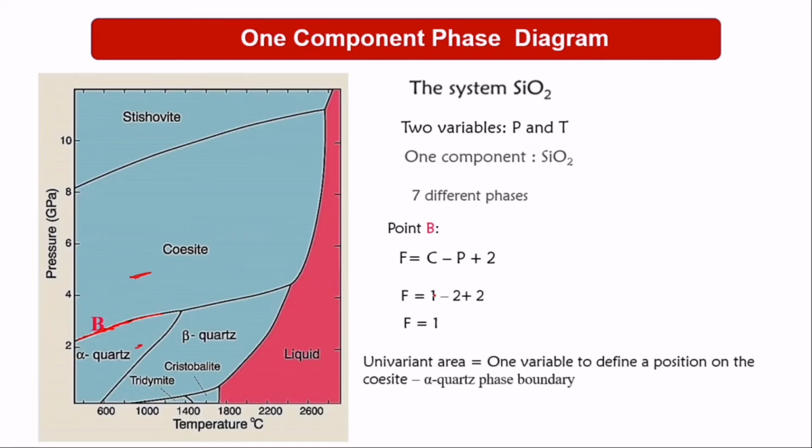So now that means that when the degree of freedom is 1, what does it mean? It means that it's what? A univariant area. One variable to define the position on the coesite and quartz phase boundary. I hope you understand that. So you should know that when it is 2 it is di, when it is 1 it is uni.